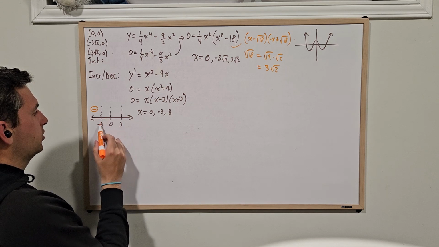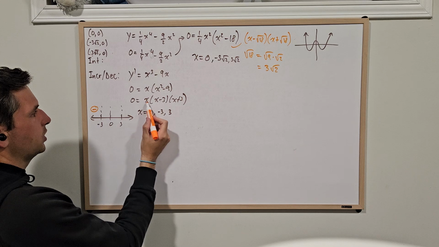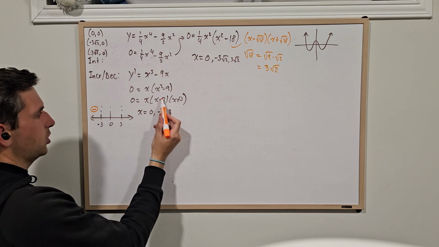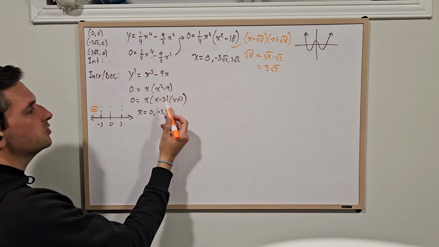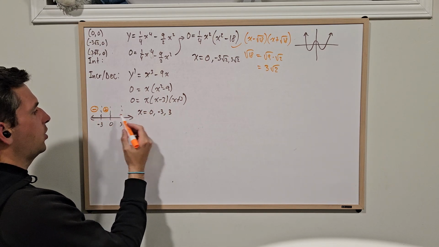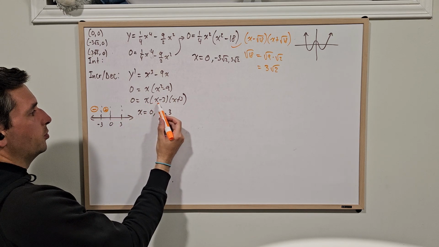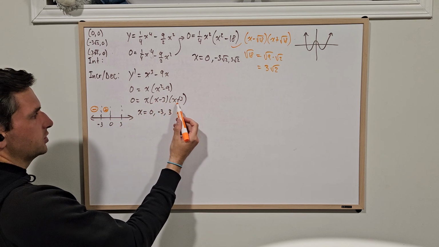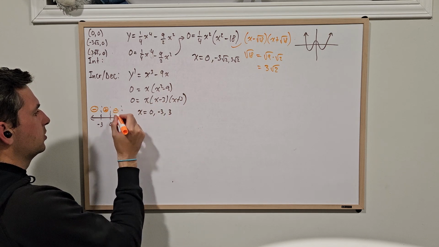Here we have between negative 3 and 0, so we're going to plug in negative 1. So here we have negative. Negative 1 minus 3 is also going to be a negative. Negative 1 plus 3 is going to be positive. A negative times a negative is a positive, multiplied by a positive is going to give us another positive. Now we're going to plug in 1. That's a positive. 1 minus 3 is going to be negative, and this is going to be positive. So positive, positive, negative, that's going to be a negative.